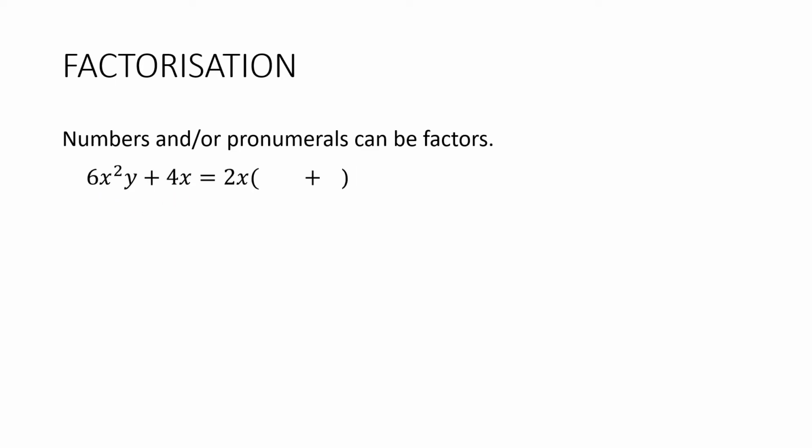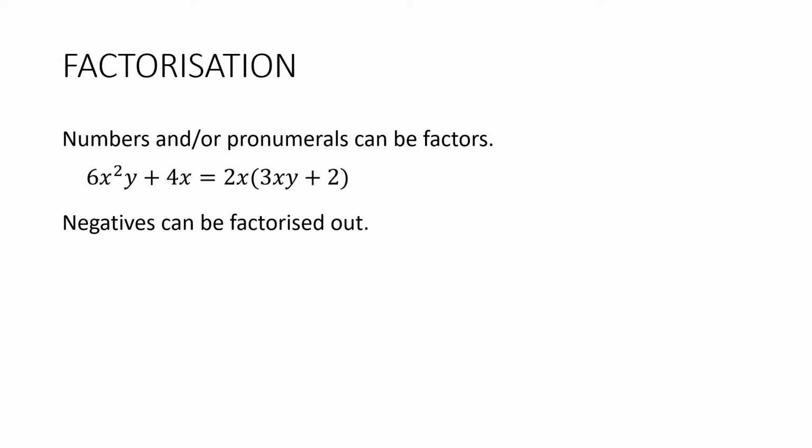Then I say 2x times what gives me 6x squared y? I need a 3, an x, and a y, 3xy. And then 2x times what gives me 4x? Well, I need an extra 2.